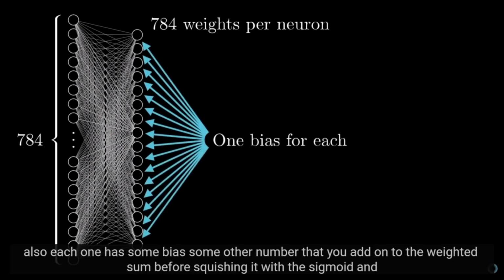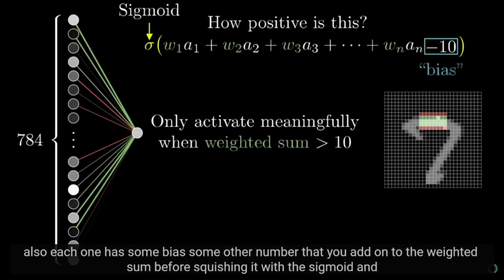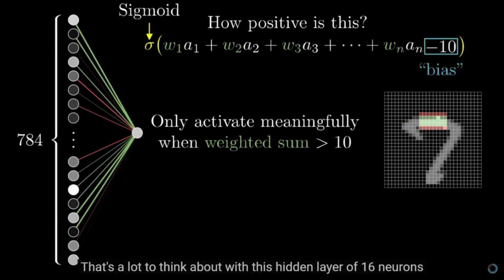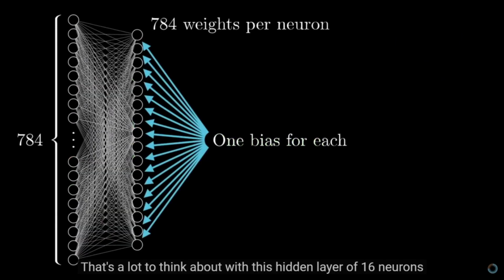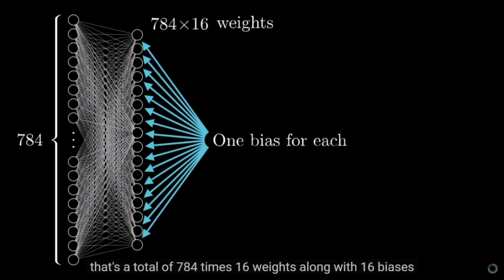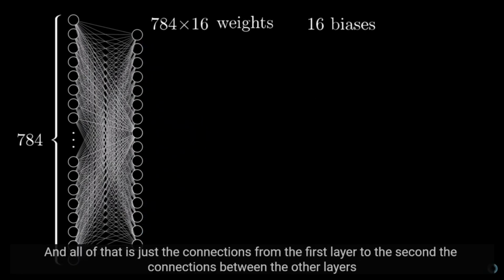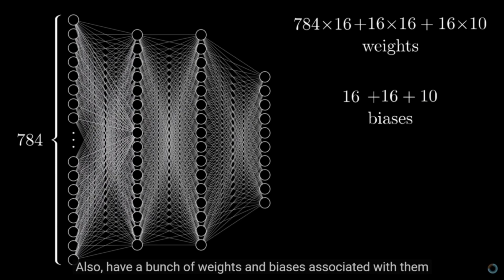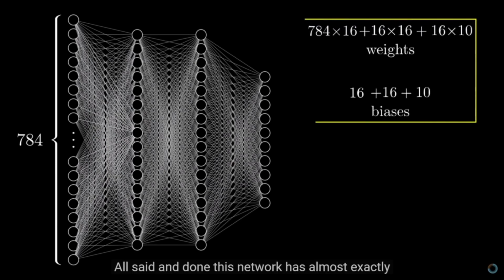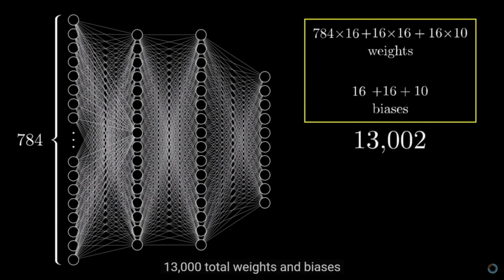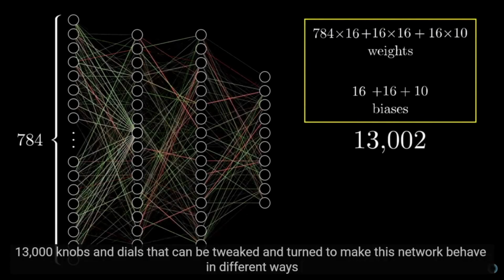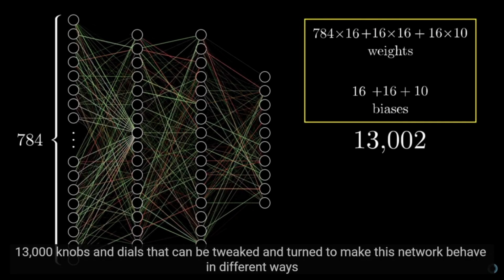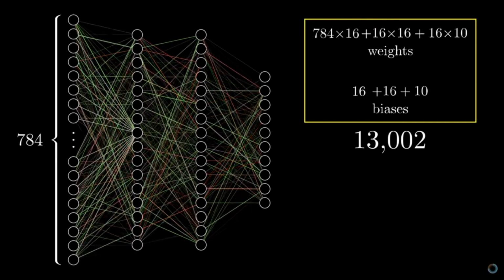Also, each one has some bias, some other number that you add on to the weighted sum before squishing it with the sigmoid. And that's a lot to think about. With this hidden layer of 16 neurons, that's a total of 784 times 16 weights, along with 16 biases. And all of that is just the connections from the first layer to the second. The connections between the other layers also have a bunch of weights and biases associated with them. All said and done, this network has almost exactly 13,000 total weights and biases. 13,000 knobs and dials that can be tweaked and turned to make this network behave in different ways.